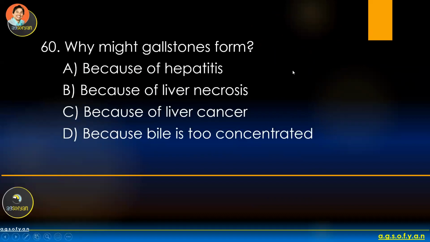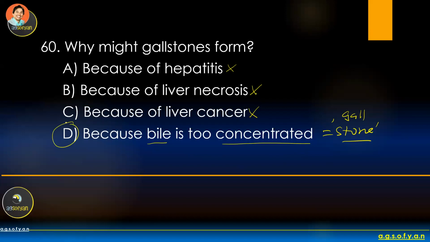Why might gallstones form? So how do gallstones form? Because of hepatitis? No, hepatitis will not cause gallstones. Because of liver necrosis? It is not. Liver cancer is also not. The main reason is because bile is too concentrated. Okay, with less water in the bile, it becomes stone or solid. That's what we call a gallstone. So it is because bile is too concentrated in the gallbladder.